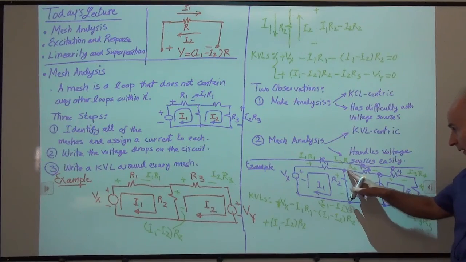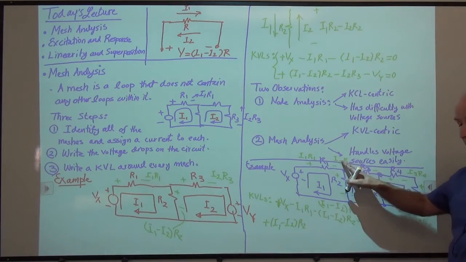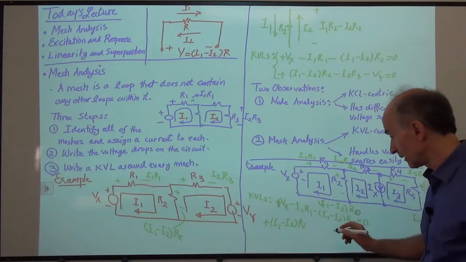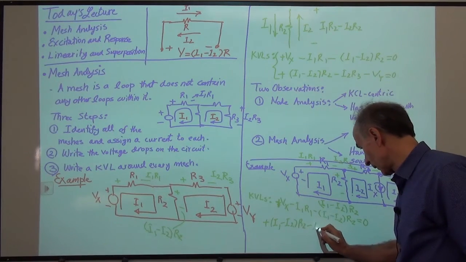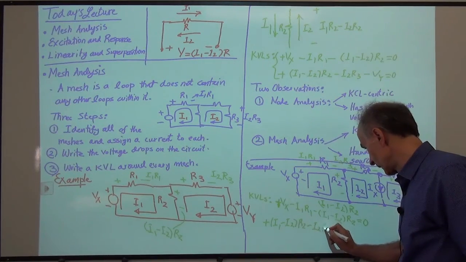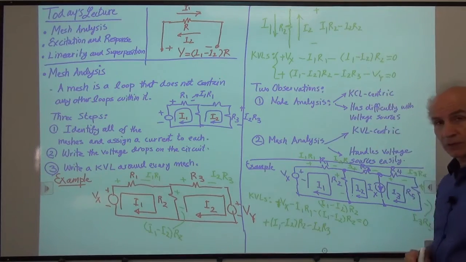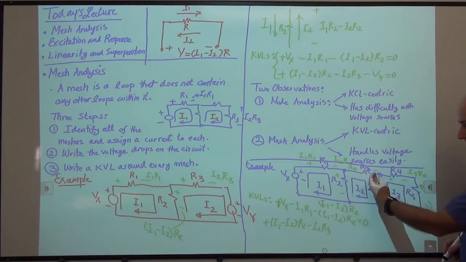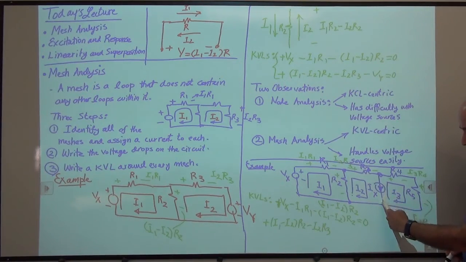And then I arrive here, I'm going down the potential, that's I2 R3 with a negative sign. So minus I2 R3. So far so good. Okay, so we went up here, we went down here. Now I'm going to go write the voltage here.